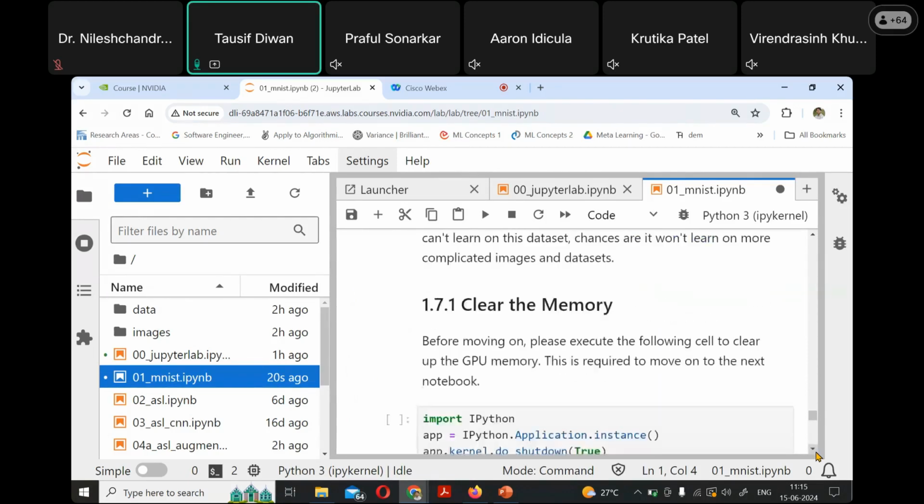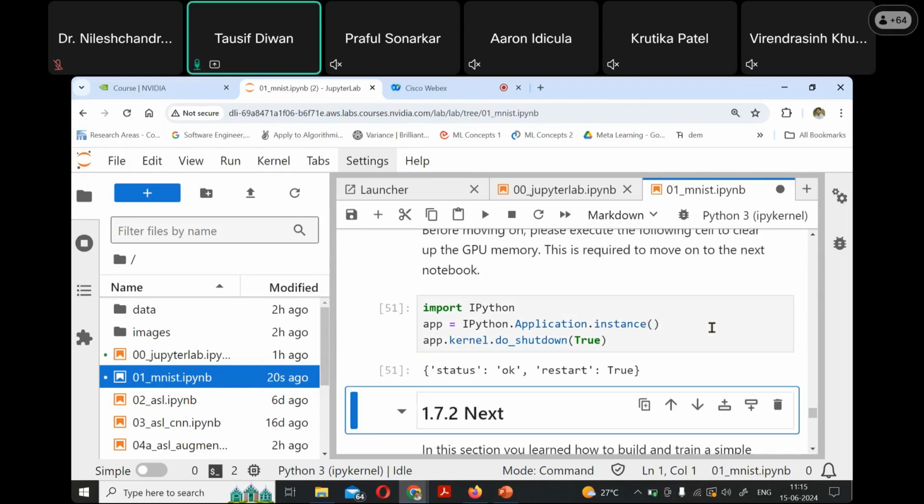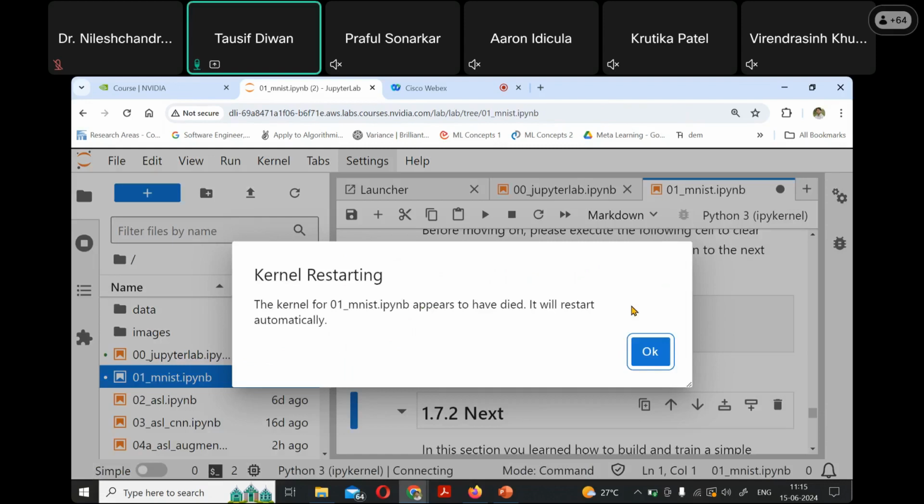And lastly, clearing the GPU memory. Clear the GPU memory. We successfully cleared the GPU memory.